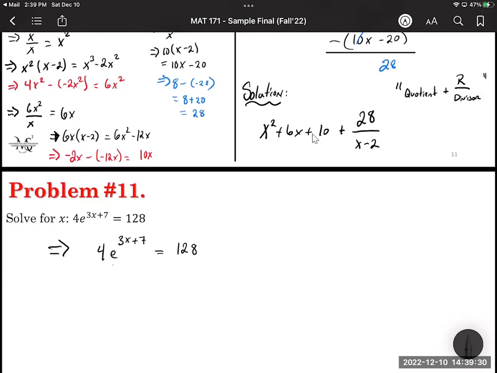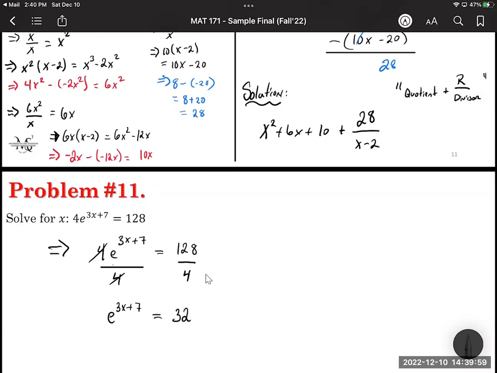That's right, Eve. You would divide by 4 on both sides. So if I divide 4 on both sides, the 4's on the left would cancel. You'll get e to the power of 3x plus 7 is equal to 128 over 4. So I think 128 over 4 is 32. That's right. Thank you. All right, so we have e to the power of 3x plus 7 is equal to 32.